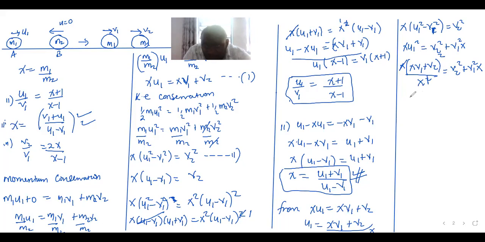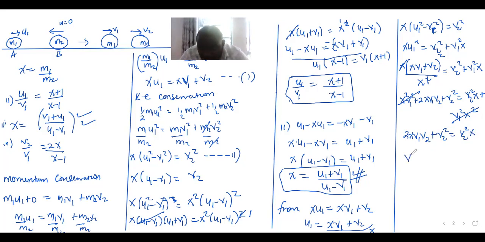Then I cross multiply that X and I have X squared V1 squared plus 2X V1 V2 plus V2 squared is equal to V2 squared X plus V1 squared X squared. This one can be lost with this one. We shall have 2X V1 V2 plus V2 squared is equal to V2 squared X.